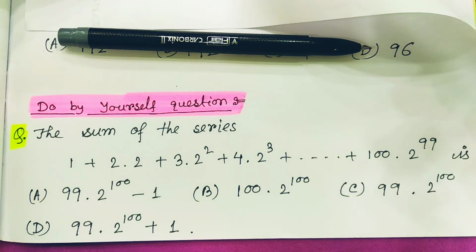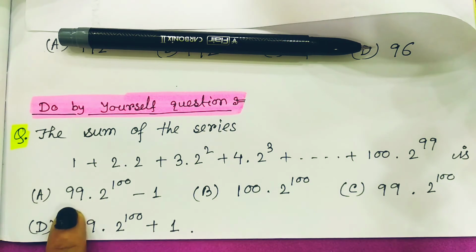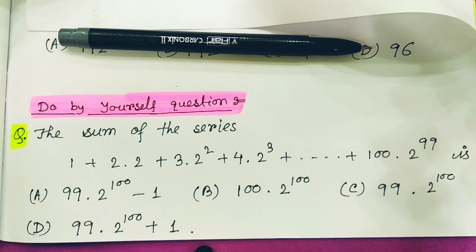Now it is time for a do-it-yourself question. I am giving you one question and I hope all of you are able to solve this one, and I am definitely expecting its answer in the comment box. So the question is: the sum of the series 1 plus 2 into 2 plus 3 into 2 square plus 4 into 2 cube, in this way up to 100 into 2 to the power 9, is what? Option A, B, C or D?